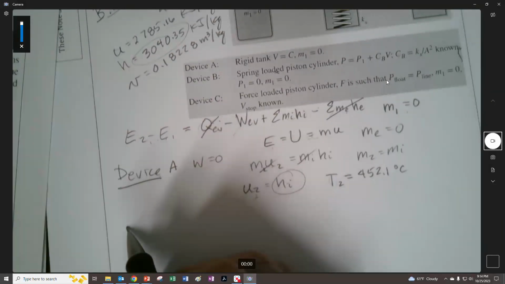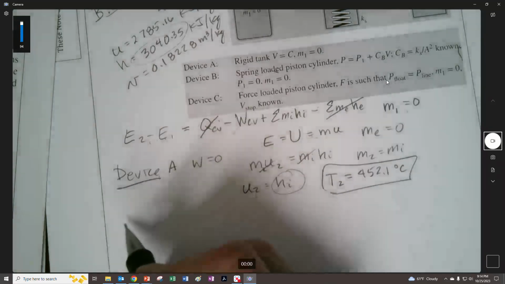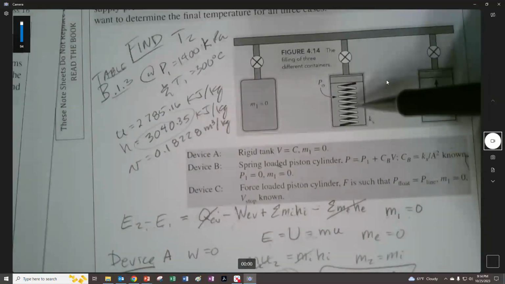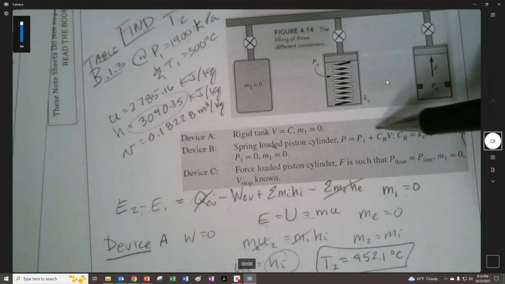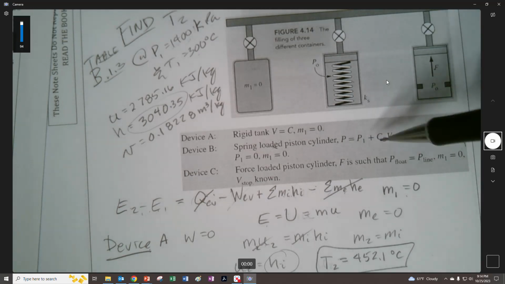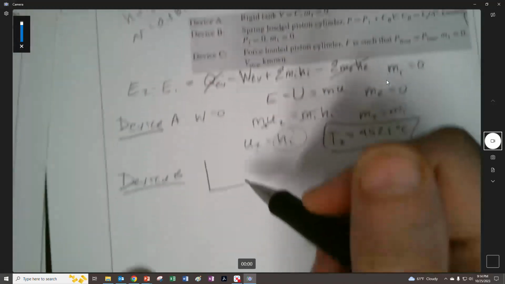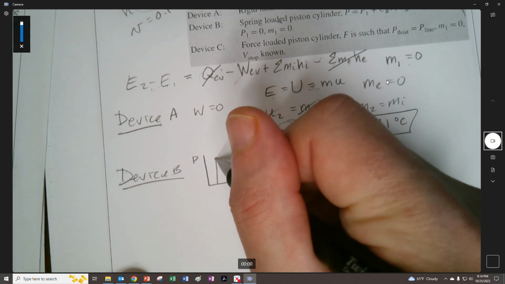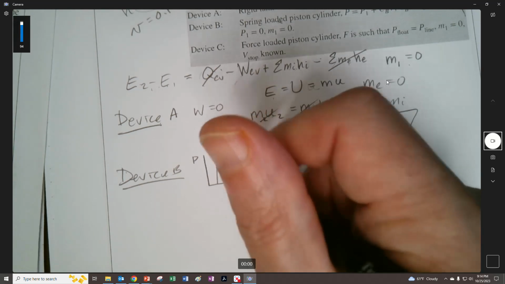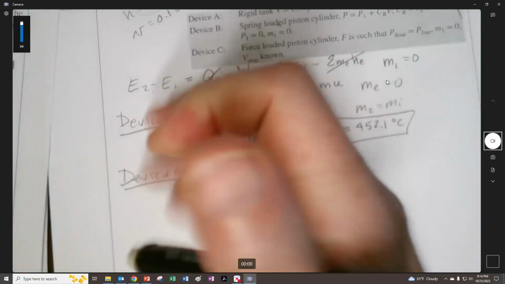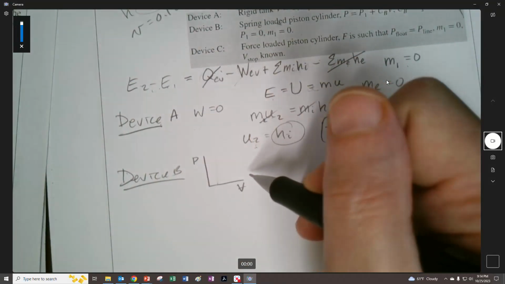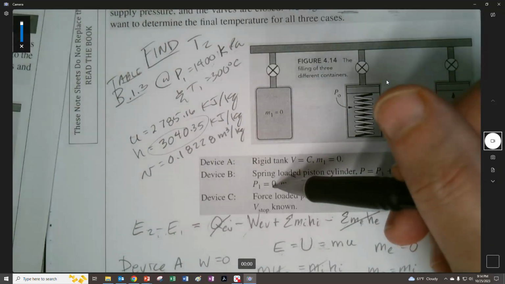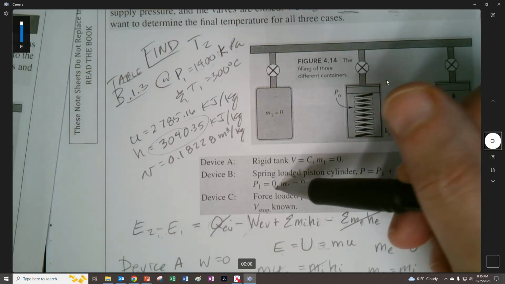The second idea here, all right, so there's device A, device B. We're going to have this spring thing going on there, and they tell us that it's acting linearly, right? So you could even just plot the thing out of a P versus V, and it's going to, I'm starting to think right here. No, it's going to go upwards, right? So the P versus V, because it's going to start at 0.